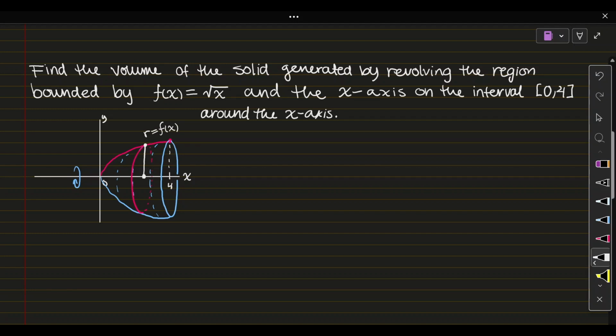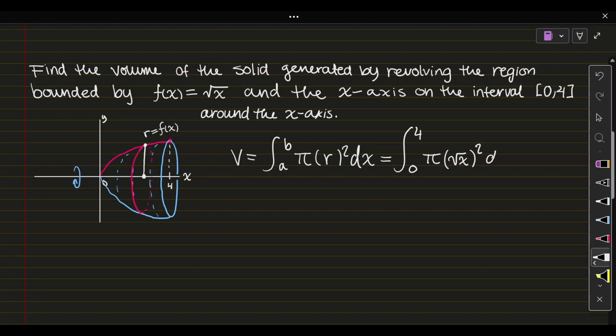So in general, if we want to find the volume of a solid of revolution, we take the integral over the region, in this case from a to b, of pi times our radius squared, d whatever our variable is. In this case, it's x because we're integrating horizontally. So we have the integral from 0 to 4 of pi. Remember, we just said that my radius is f of x, and f of x is the square root of x. So I have pi times the square root of x squared dx. Well, that just simplifies to the integral from 0 to 4 of pi x dx.